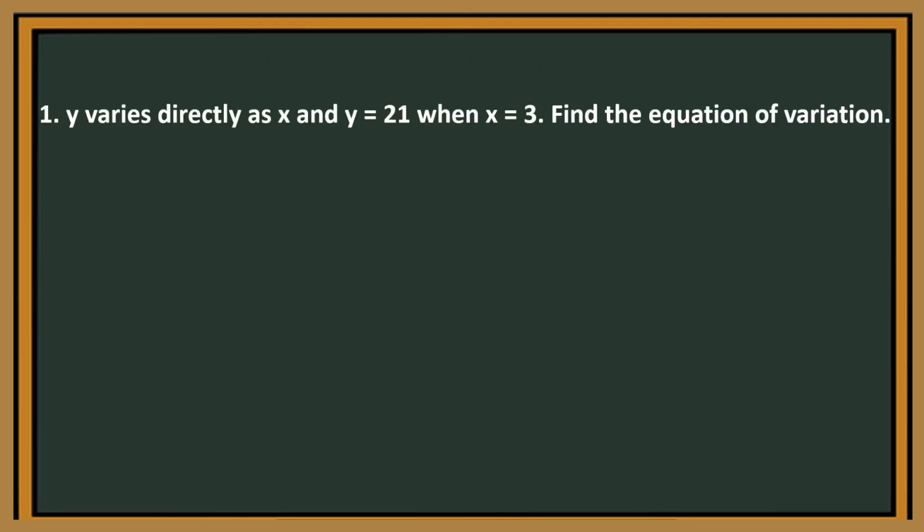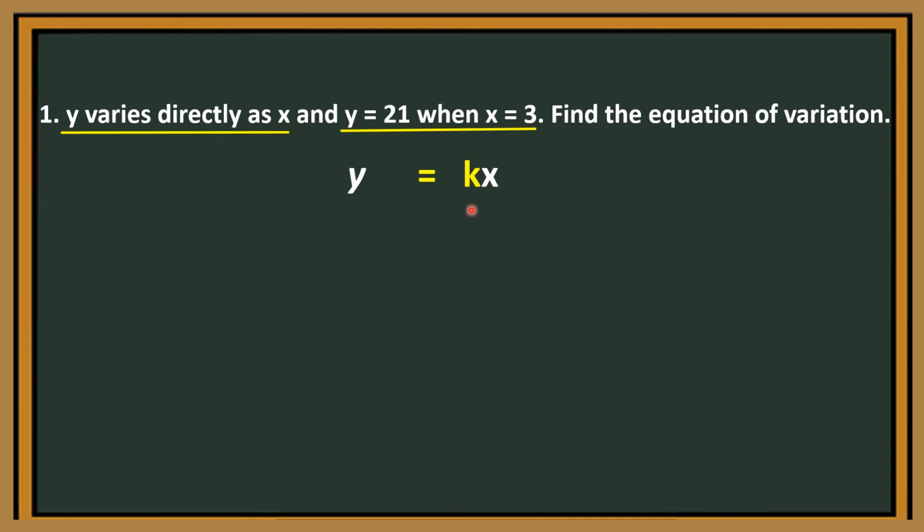Let's have here an example problem. Y varies directly as X and Y is equal to 21 when X is equal to 3. Find the equation of variation. First, we're going to translate Y varies directly as X. In equation, that is y is equal to kx, wherein k is the constant.